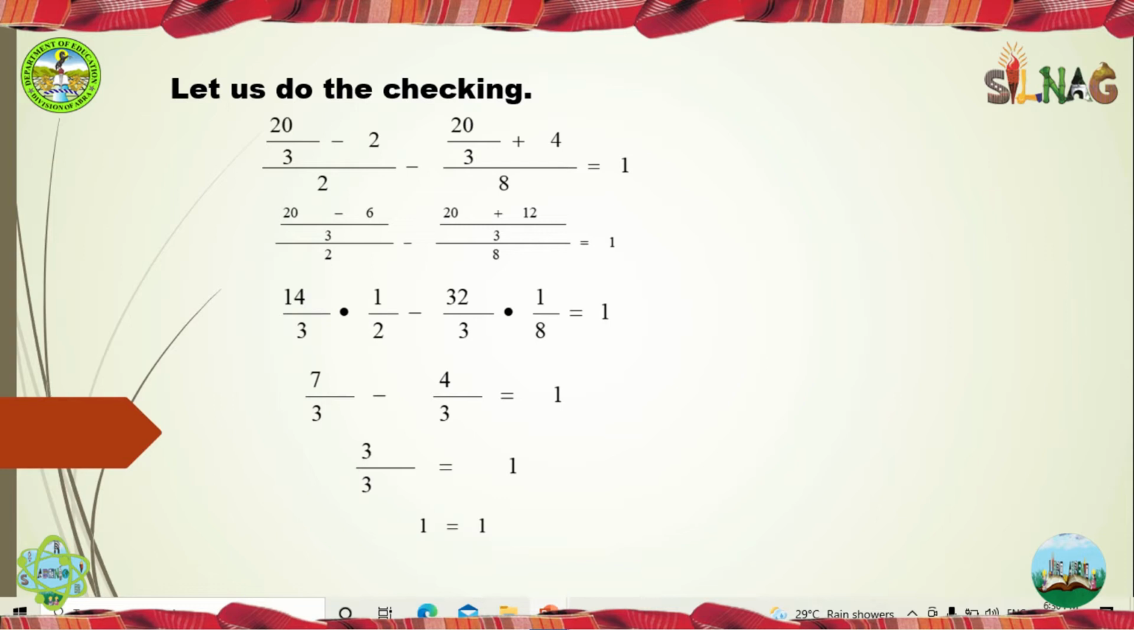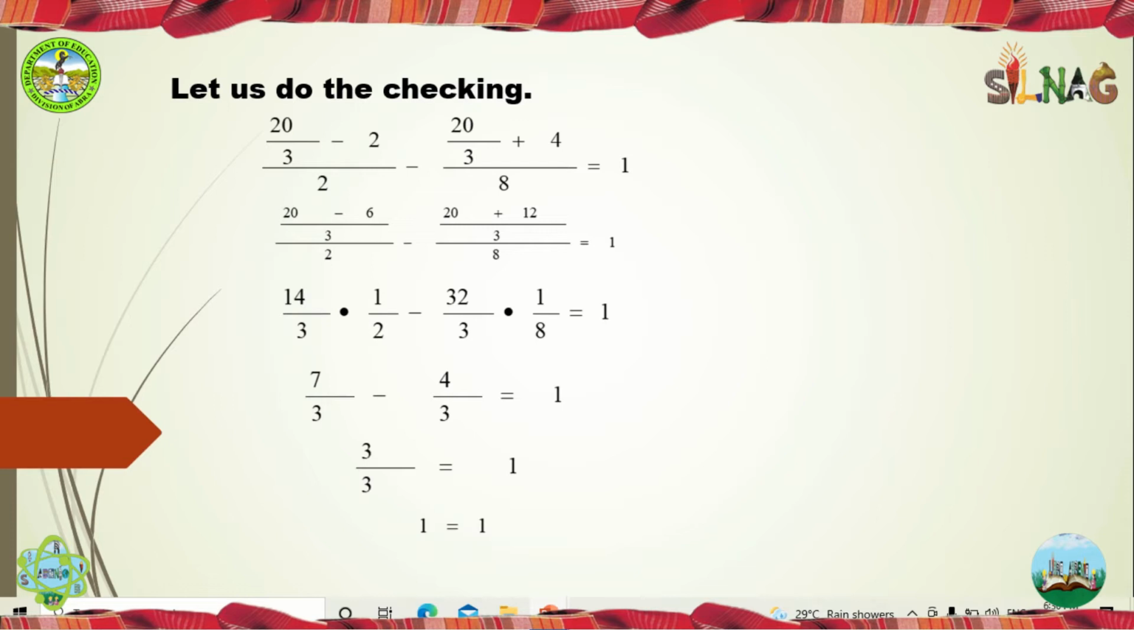Then 20 minus 6 is 14 over 3 times the reciprocal of 2, which is 1 half, minus 20 plus 12 is 32 over 3 times the reciprocal of 8, which is 1/8, is equal to 1. Then 14 divided by 2 is 7 times 1 is 7 over 3 times 1 is 3. Then minus 32 divided by 8 is 4 times 1 is 4, all over 3, is equal to 1.